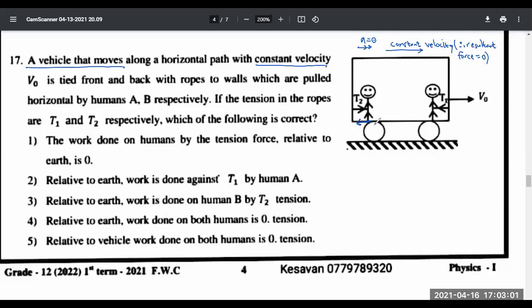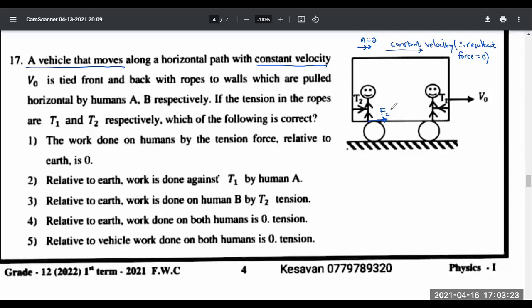No, sorry. It will be acting in the opposite direction. Because when the person is pulling the rope to the right, the rope will pull the person to the left. So on the person's hand, a force will be acting towards the left side. So friction will be acting in this direction to balance the force. So this friction F2 will be equal to T2.